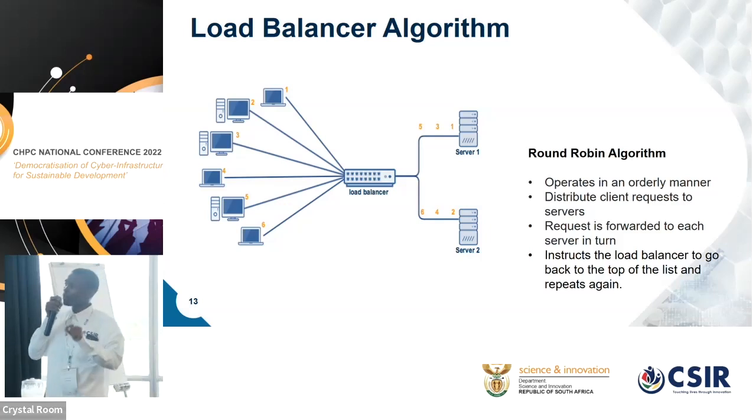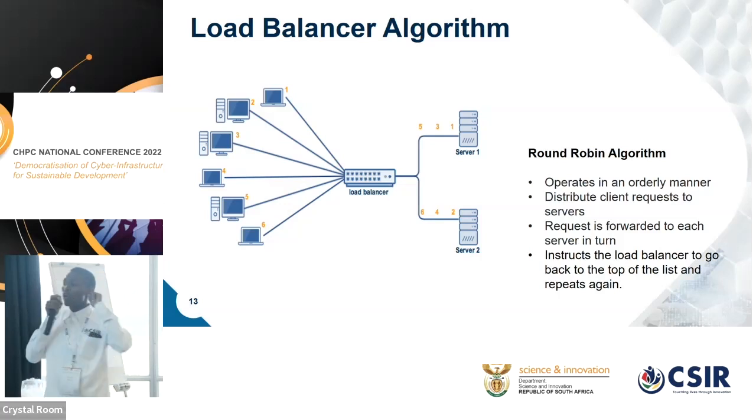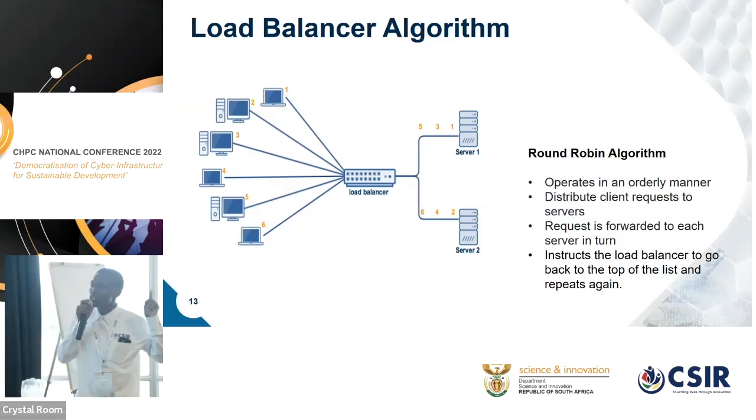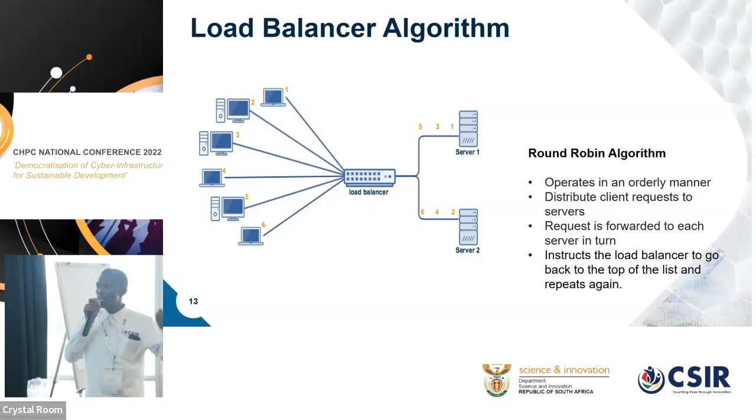The algorithm will be instructed to take that request and send it to server number one. When client number two sends the request, the load balancer will be instructed to send the request to server number two. Server number two is our last server. So when client number three sends the request, the load balancer will send it to server number one, and this process will repeat over and over again.